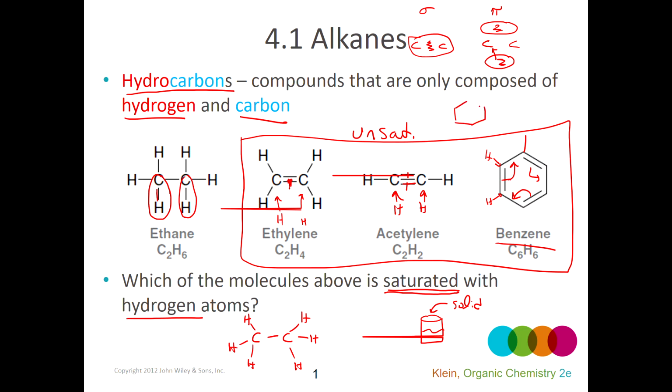Cyclohexane is saturated. It has two hydrogens on every carbon. Every carbon has 4 sigma bonds. That's the most that can be existing there.